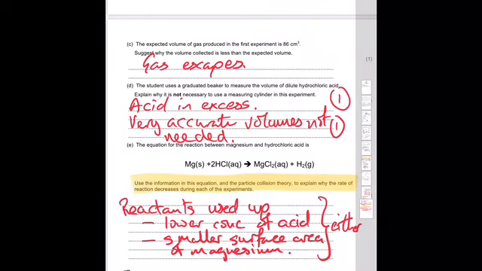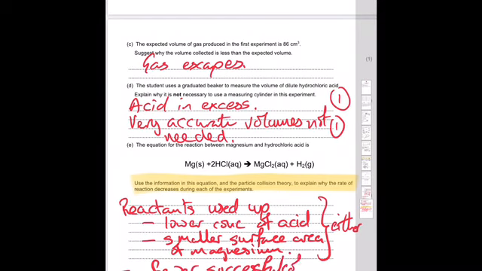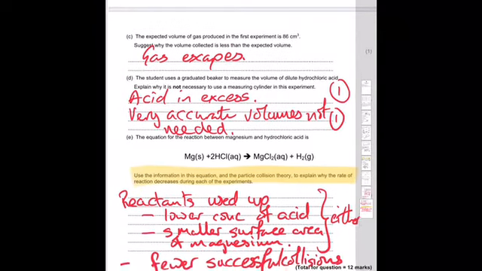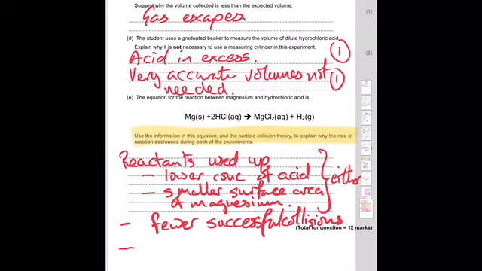So here we are looking at fewer successful collisions, because it's all about collision theory. And then the last one is the lower frequency of those collisions. So that could have been in 1 or 2 sentences, but these are the key components of the sentences that we're looking for. So fewer successful collisions, as we're saying, and then it's the lower frequency or fewer reactions per unit time.